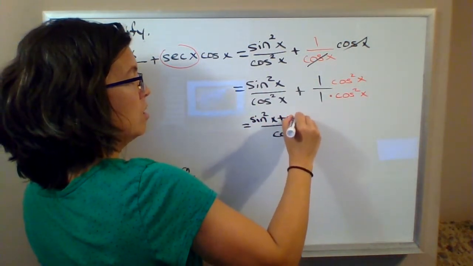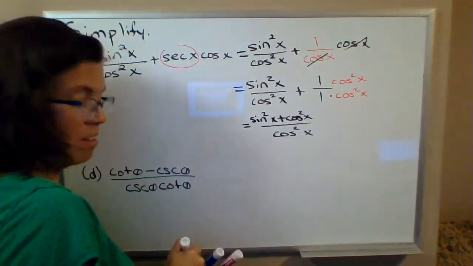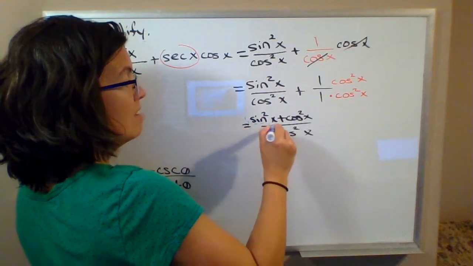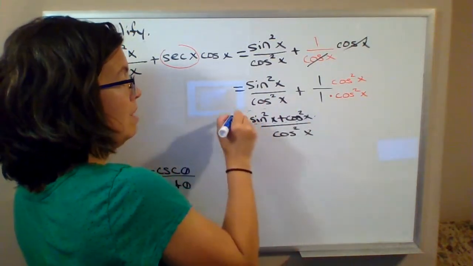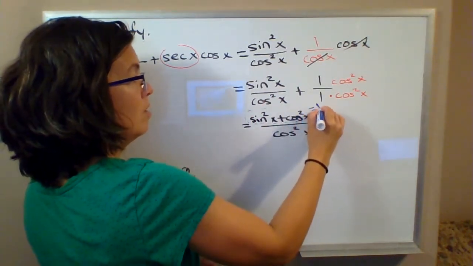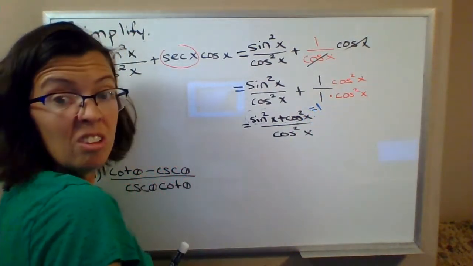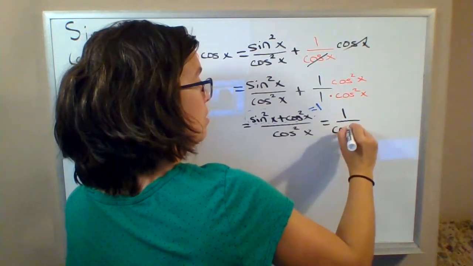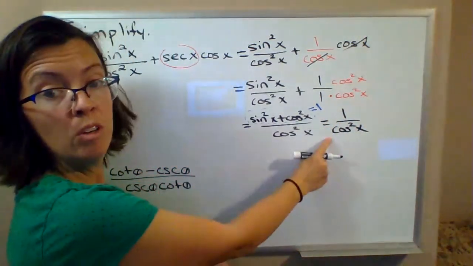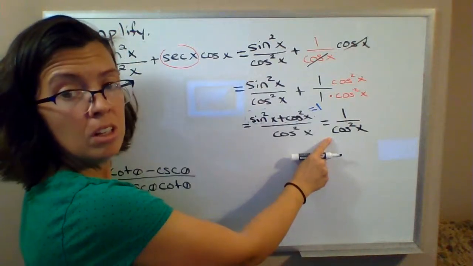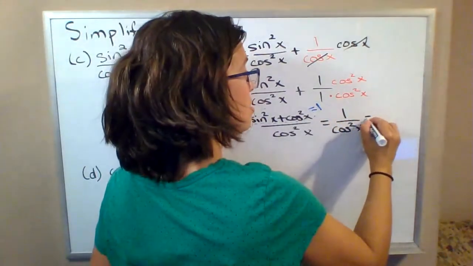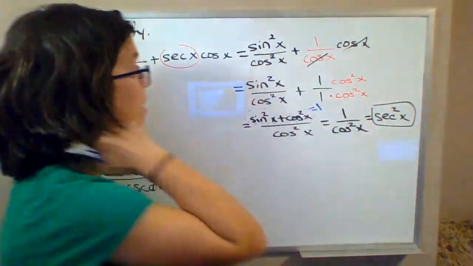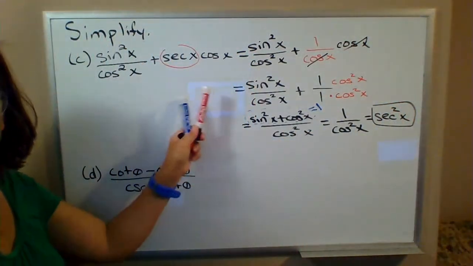So now is a good time to remember the Pythagorean identities. And there's a really important identity that says sine squared plus cosine squared right here is equal to 1. So this is equal to 1 over cosine squared. And since 1 over cosine is equal to secant, 1 over cosine squared x is equal to secant squared x. That would be our fully simplified version of this expression here.